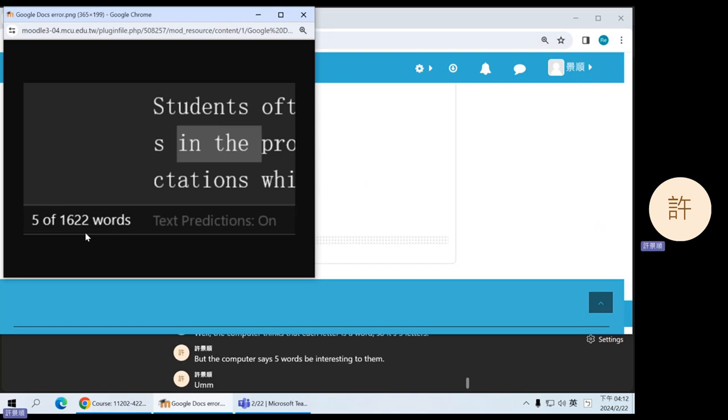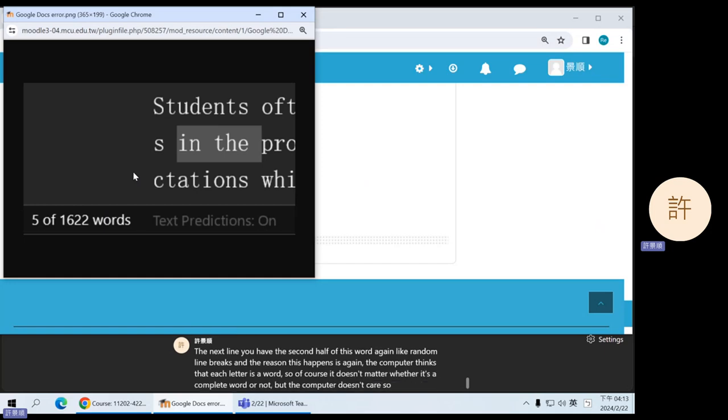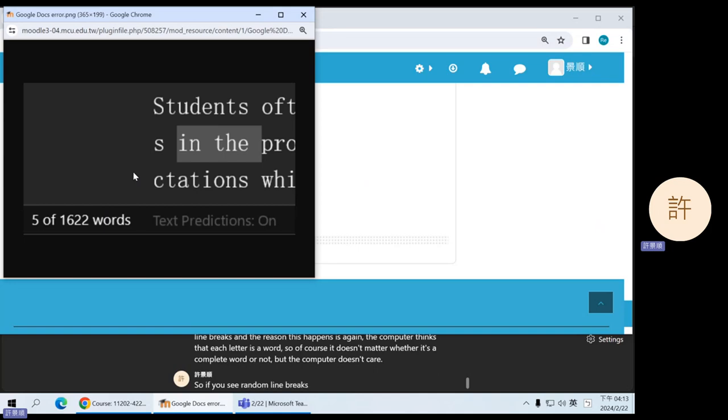So how do you know if you have run into this problem? Look at this. This line begins with one S. That's not a word. The next line, you have the second half of this word. Again, like random line breaks. And the reason this happens is, again, the computer thinks that each letter is a word. So, of course, it doesn't matter whether it's a complete word or not. The computer doesn't care. So if you see random line breaks like that, then you may have a problem.